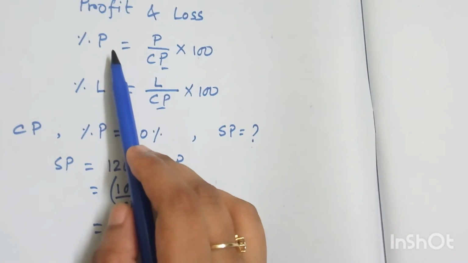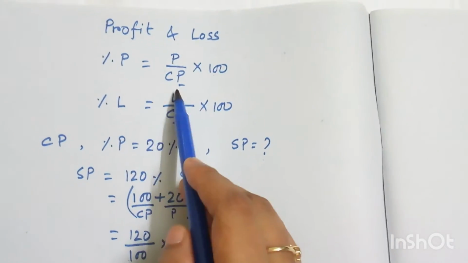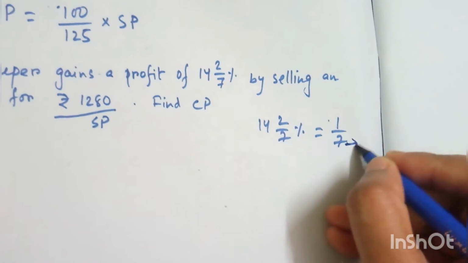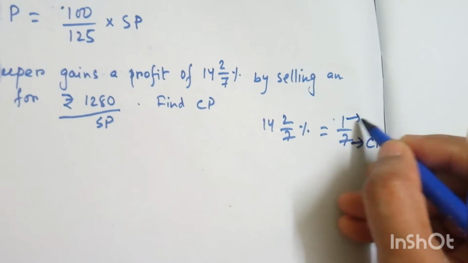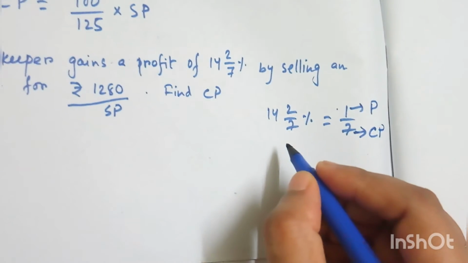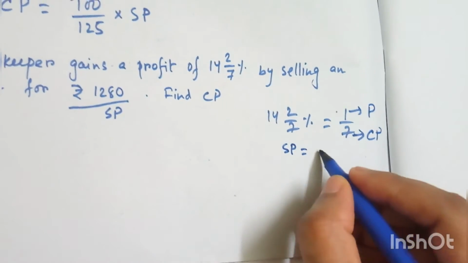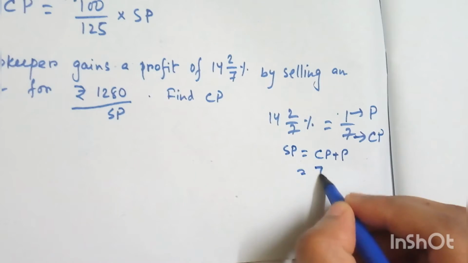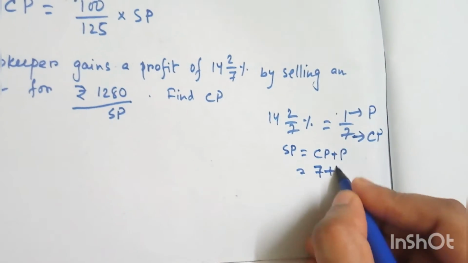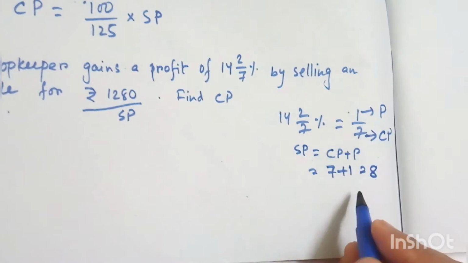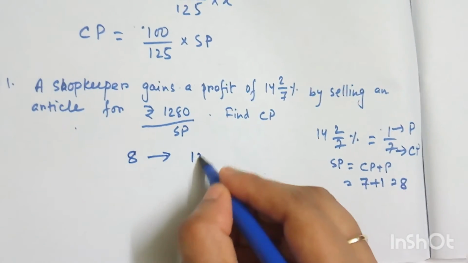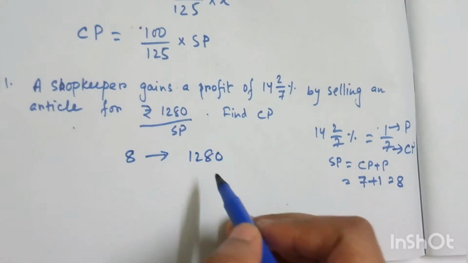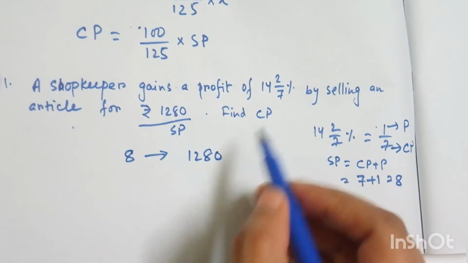Percentage of profit means profit by cost price into 100. That means the base is always cost price. It is profit. So the selling price will be cost price plus profit. So cost price here is 7 plus profit 1. So selling price is 8. As 8 is 1280, this is the selling price. This is also the selling price. Then what will be the cost price?